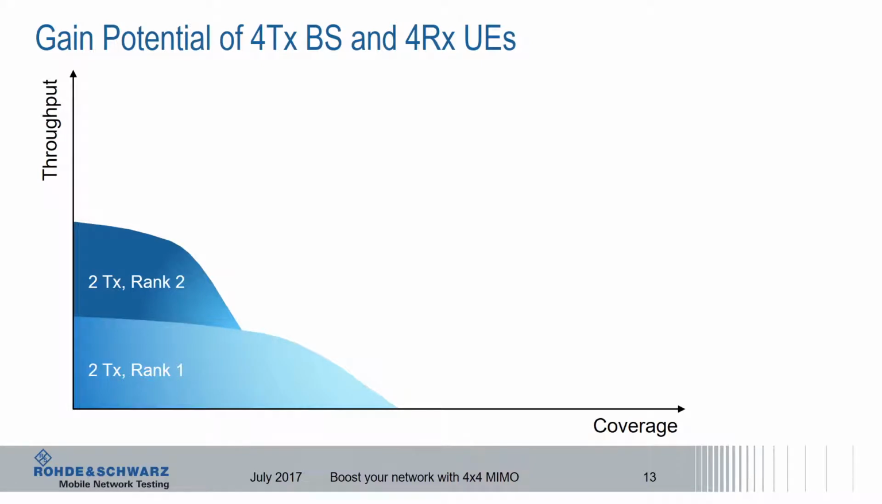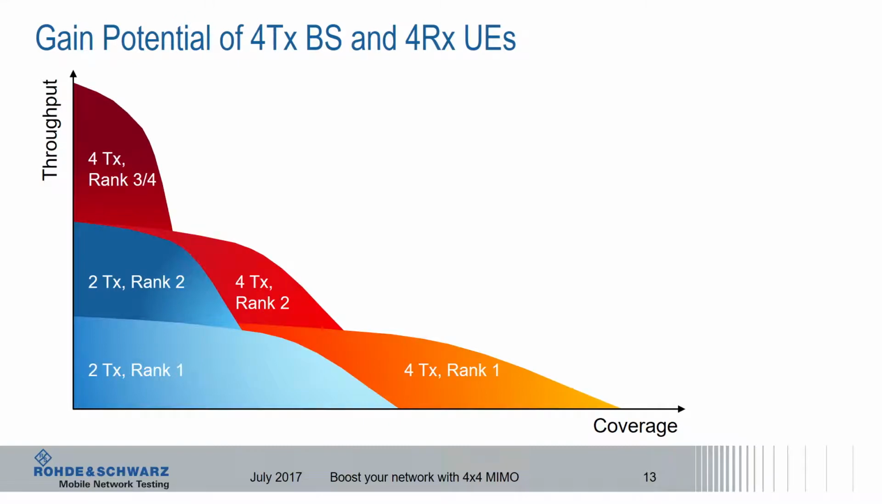The graph shows the throughput versus the coverage, and what you see now in blue is the situation with legacy LTE smartphones, so 2x2 MIMO. In good position, we can use 2 streams, rank 2. And at the cell edge, we can only use 1 stream, and this is rank 1. So 2 transmit, rank 1. Now you see what comes on top if we have 4 transmitters at the base station and 4 receivers on the UE side.